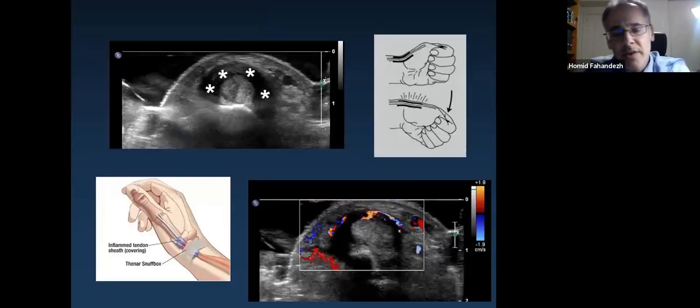This is a clinical case where we performed an ultrasound and we saw the thickening of the extensor retinaculum, how there is synovial fluid around the tendons of the compartment, and how there is also high vascularity around the tendons in this patient.